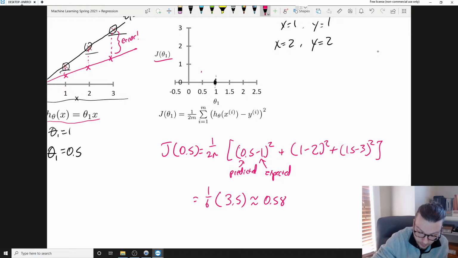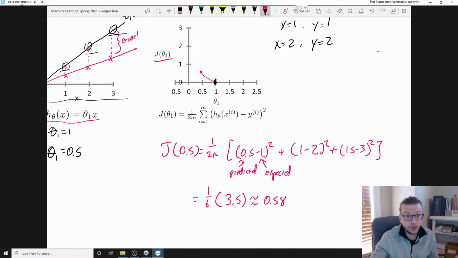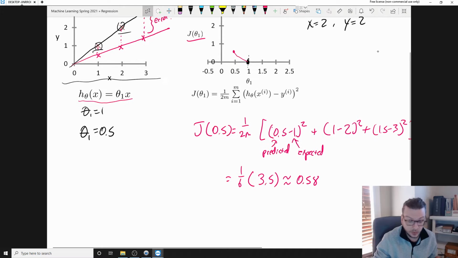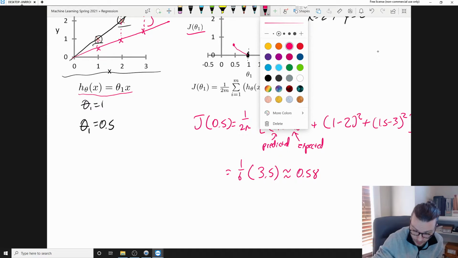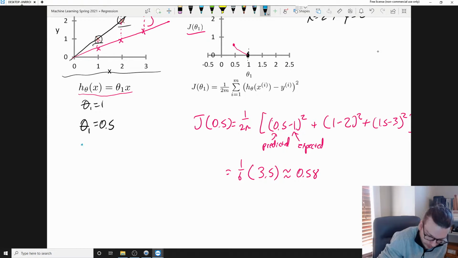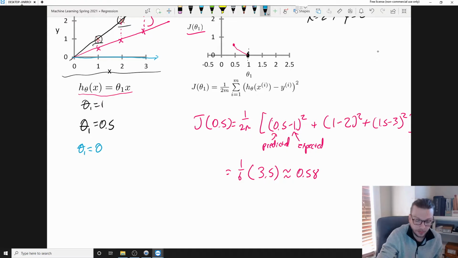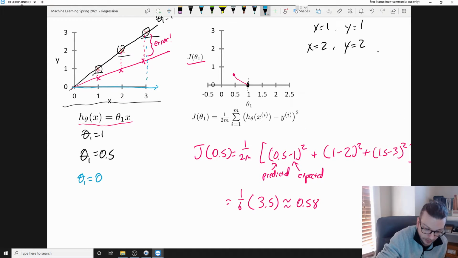We can plot this. Maybe this is right about here. Probably not exactly right, but close enough. And we can connect them. And we can do this for every single point if we want. To make a point, let's do it for one more value. I want blue. So let's try theta 1 equals 0. This means our line is simply always 0. For any x value, our output is going to be 0. Our error is even bigger.